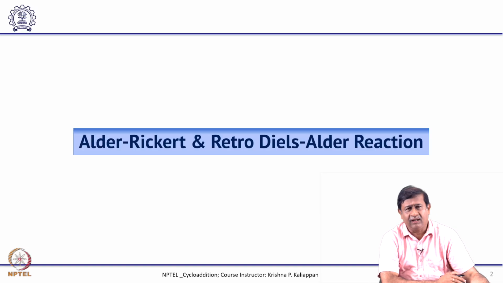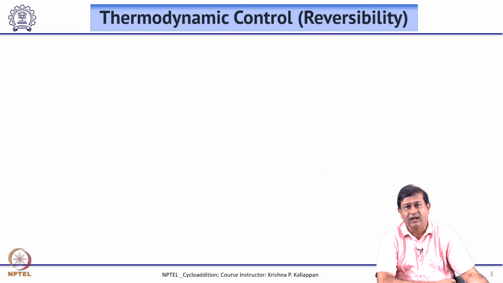detail. Today we will move ahead and talk about two more subclasses of 4+2 cycloaddition reactions. One is called retro Diels-Alder reaction and the other one is called Alder-Rickert reaction. When we talked about the stereochemical outcome of 4+2 cycloaddition reaction, we knew that in the normal Diels-Alder reaction we get the endo product as the major product.